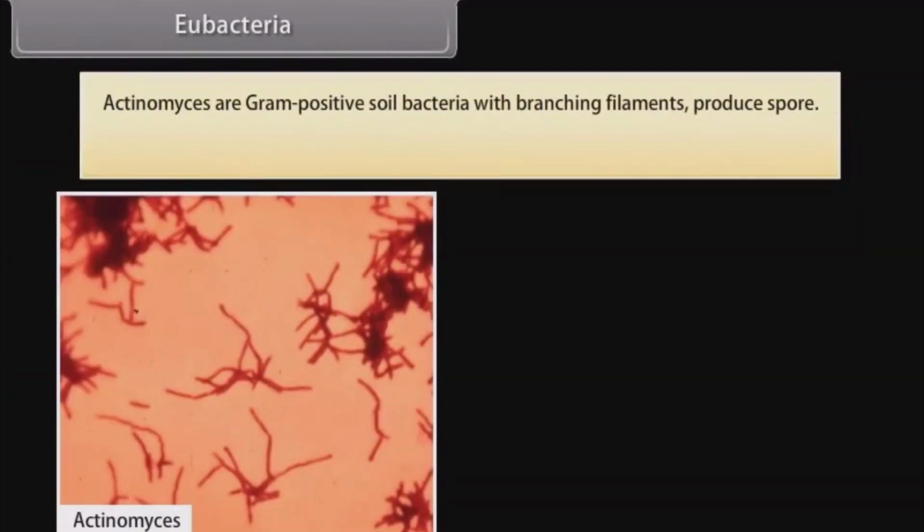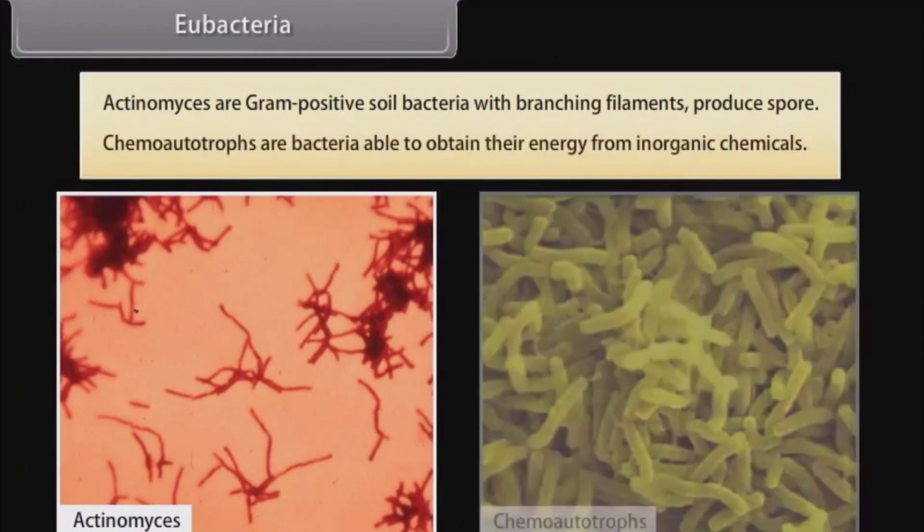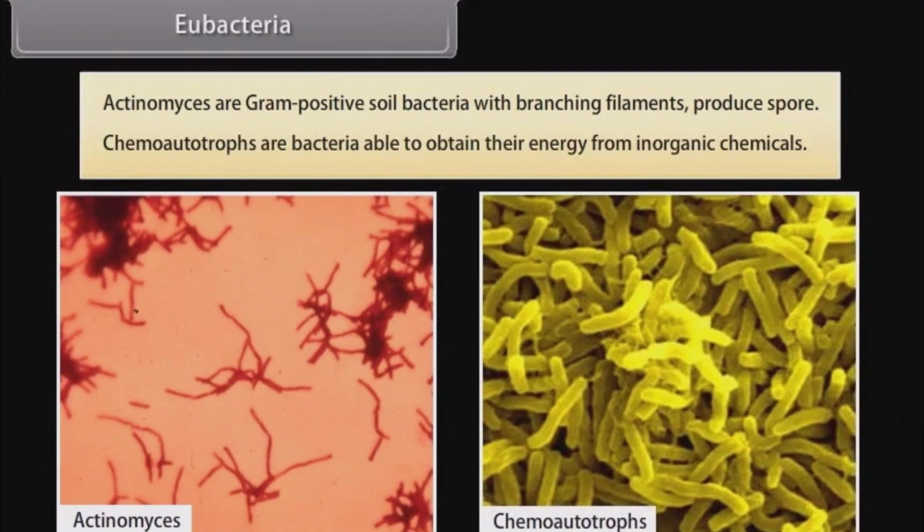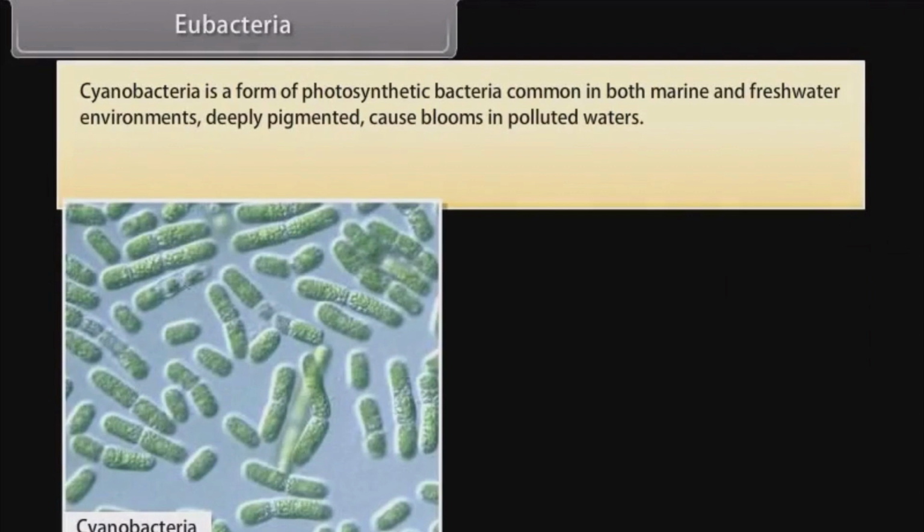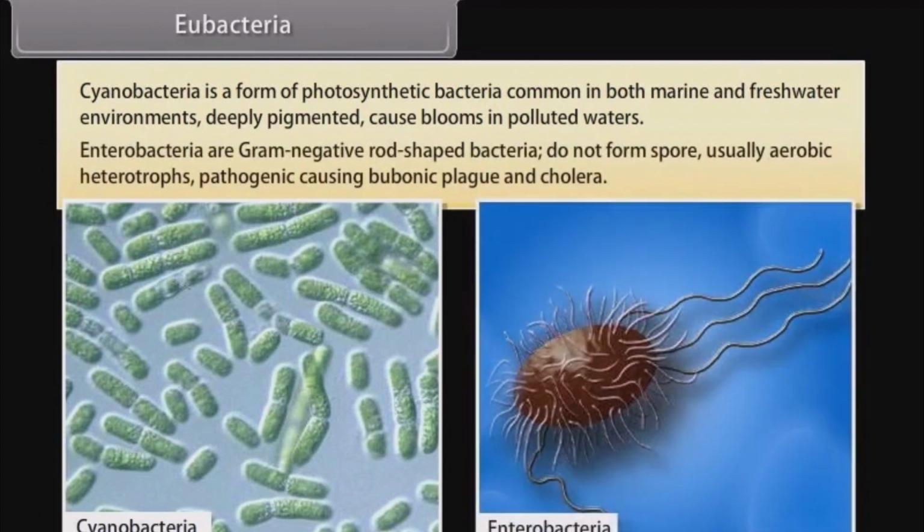Actinomyces are Gram-positive soil bacteria with branching filaments that produce spores. Chemoautotrophs are bacteria able to obtain their energy from inorganic chemicals. Cyanobacteria are a form of photosynthetic bacteria common in both marine and freshwater environments, deeply pigmented, and cause blooms in polluted waters. Enterobacteria are Gram-negative rod-shaped bacteria, do not form spores, are usually aerobic heterotrophs, and are pathogenic, causing bubonic plague and cholera.